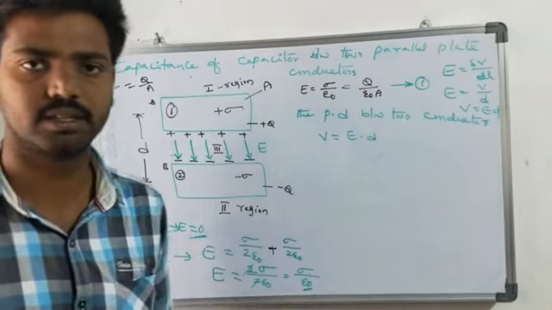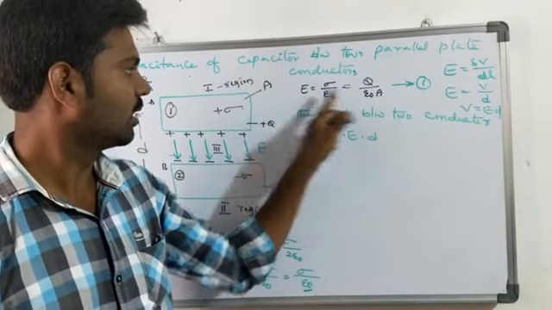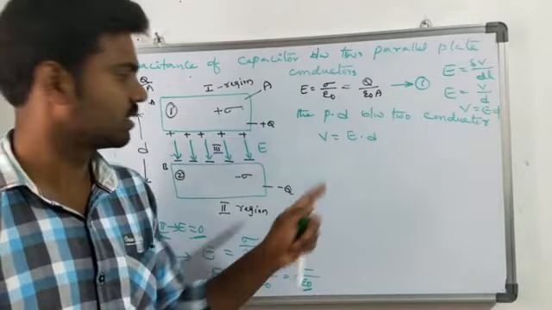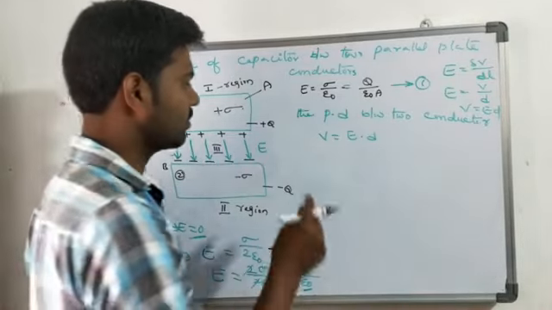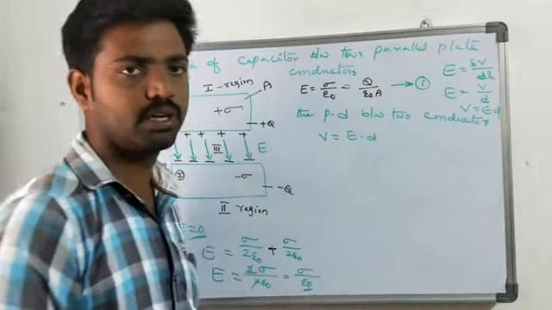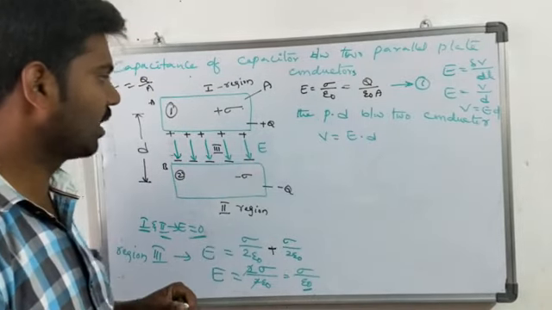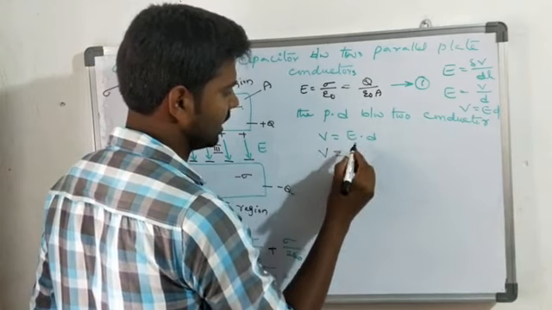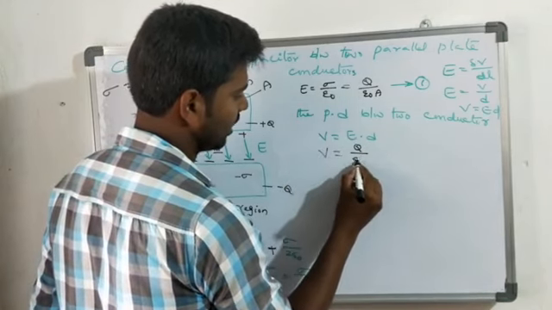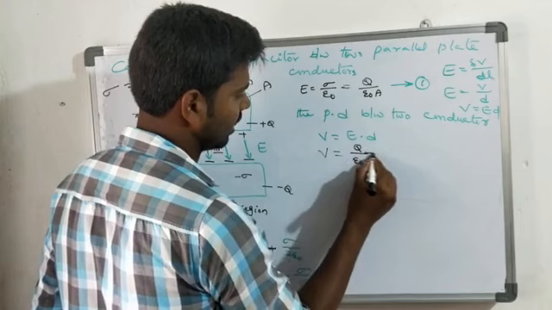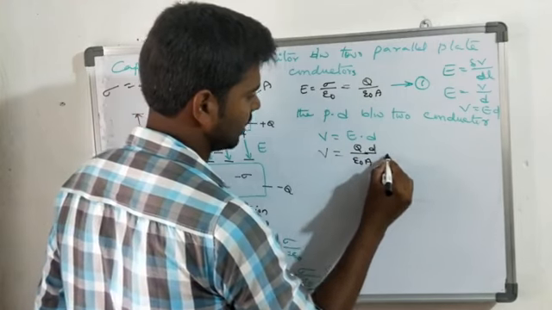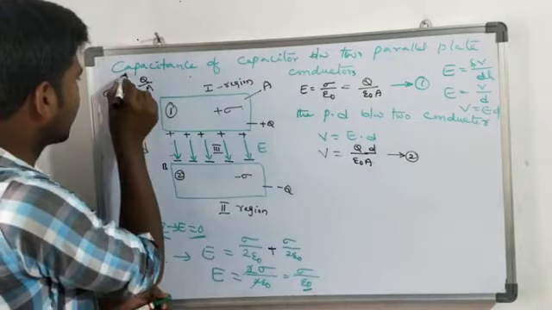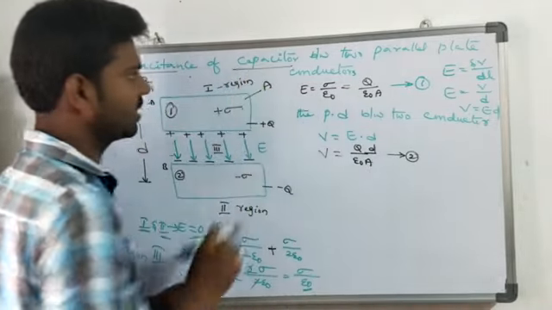I hope you understand. Equation 1 is the electric field between the two conductors, and this is the potential difference between the two conductors. Electric field and electric potential. The potential V is equal to Q by epsilon A into D. Let this be equation number 2. Now your aim is to calculate the capacitance of the capacitor.